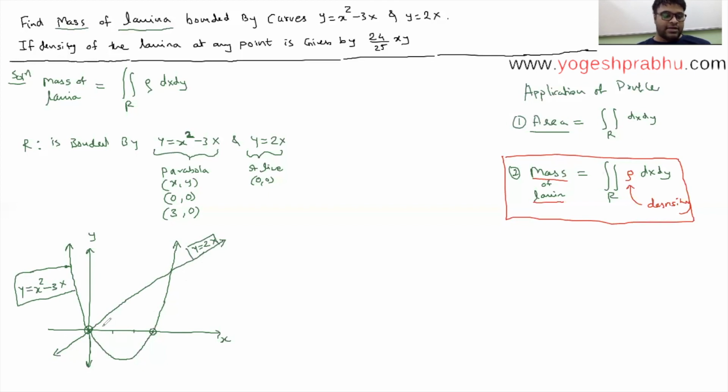Now, clearly the mass of lamina, the lamina that we're talking about is this one here. And we want to find out the mass of this region. Now, this is the region R. So this is the region R. We have to find out mass of lamina for this region R.